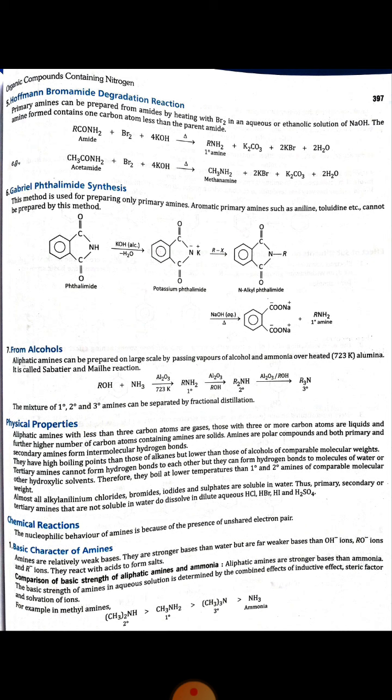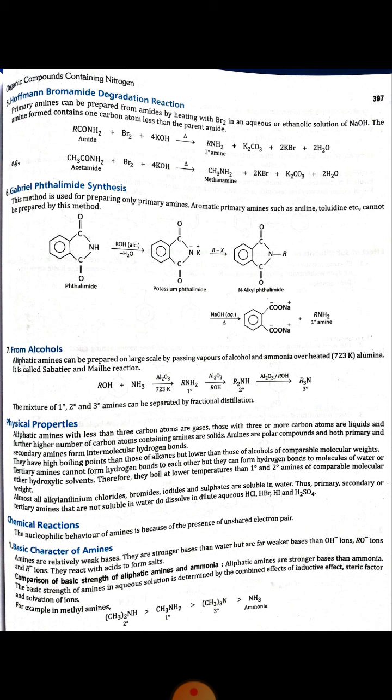Physical properties: as you can read, all these physical theoretical things you can read out. Few points I am going to tell you. Aliphatic amines with fewer than 3 carbon atoms are gaseous, and those with more than 3 carbon atoms are liquid, and further, amines containing a higher number of carbon atoms are solid, and so on. All the information you have to read out.